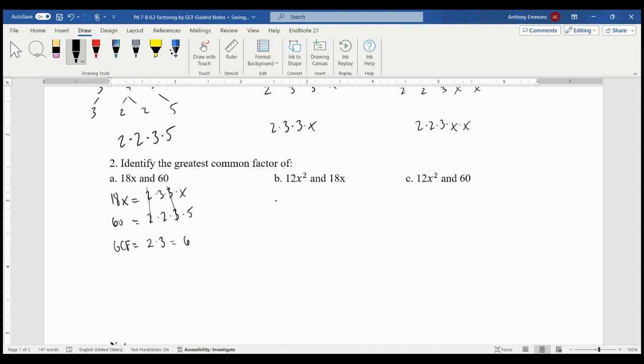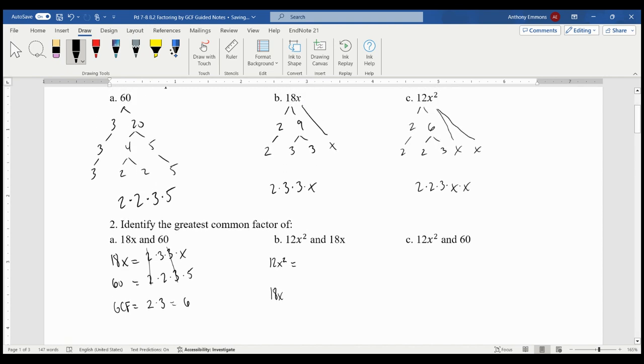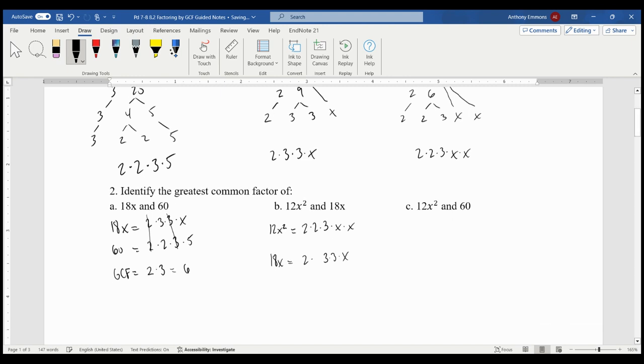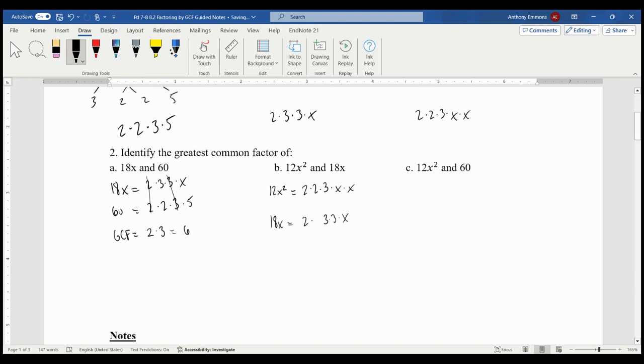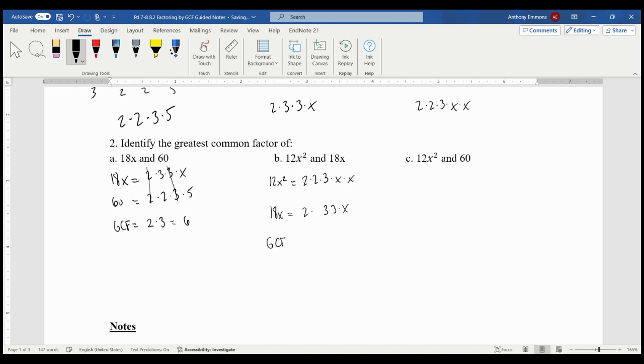All right, and similarly, 12x squared and 18x. Let's see, 12x squared we said was 2 times 2 times 3 times x, and 18 times x was 2 times 3 times 3 times x. I'm going to line them up. So when I try to identify the GCF then, they have a 2 in common, they have a 3 in common, and they have an x in common, making my GCF 2 times 3, which is 6x.